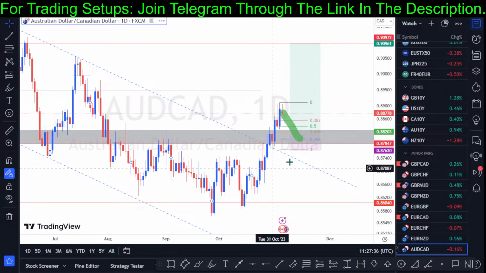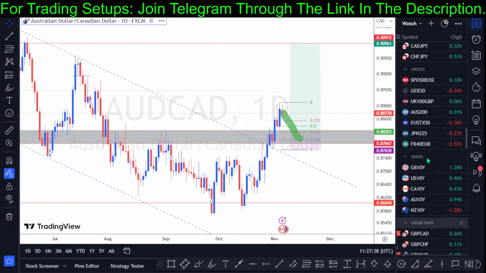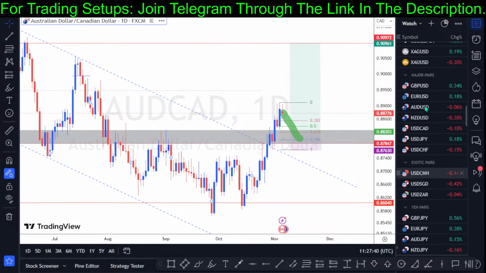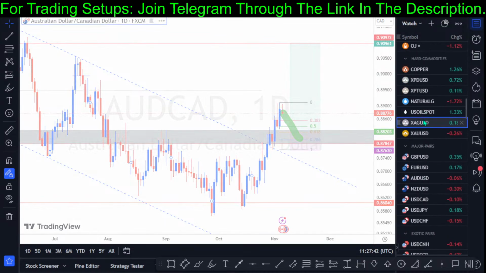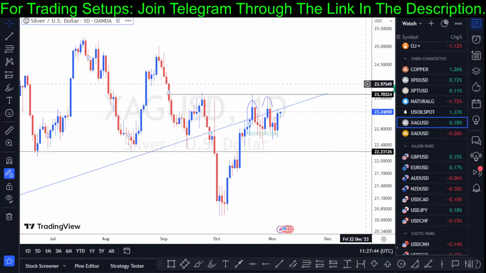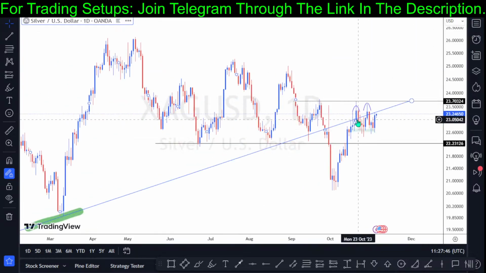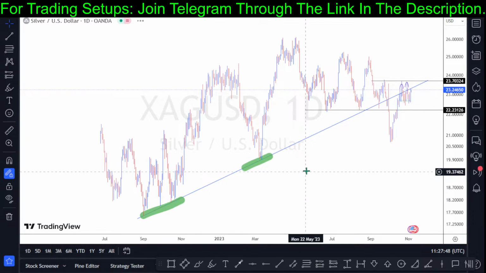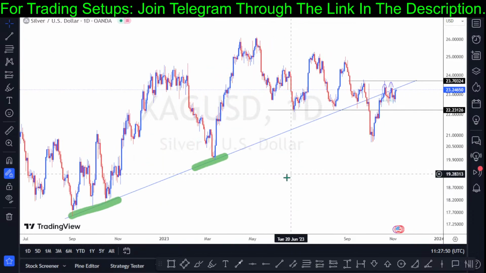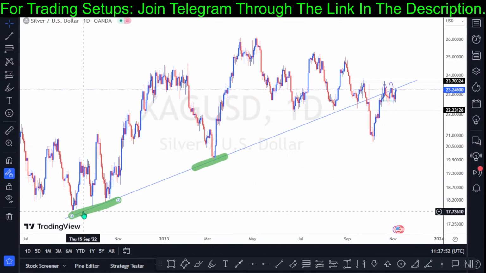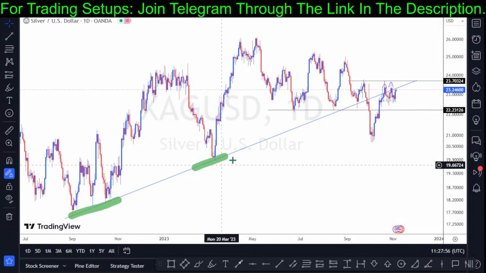Let's check silver. Silver, that is the commodity market. Silver is in the commodity market, right? So based on silver, this is what we have. You can see the rising trend line from the low structure of the 15th of September 2022. This is a multi-year key level trend line.